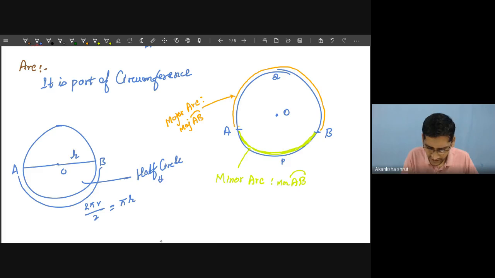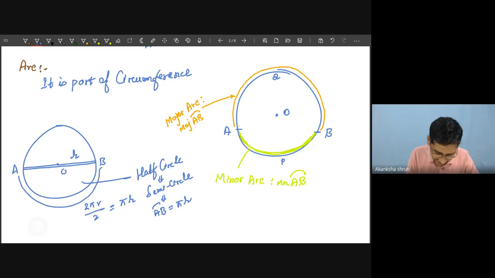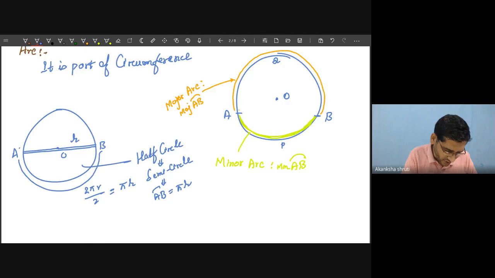This half circle is called a semicircle. And its boundary length is given by... what is the boundary length of this? Arc length AB here will be pi r. So in this case we are observing that when AB is a diameter, whether I consider the lower side of the arc or the upper side of the arc, both have the same length. This is also 2 pi r by 2, because it is equally divided.